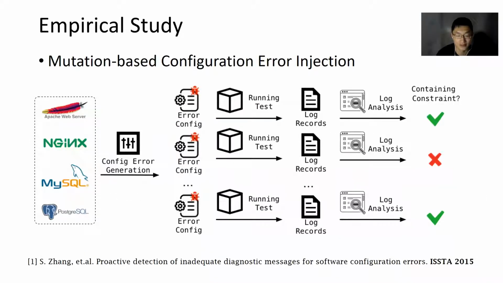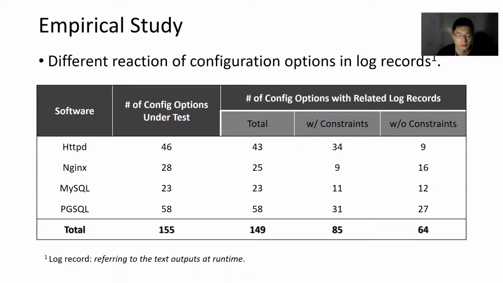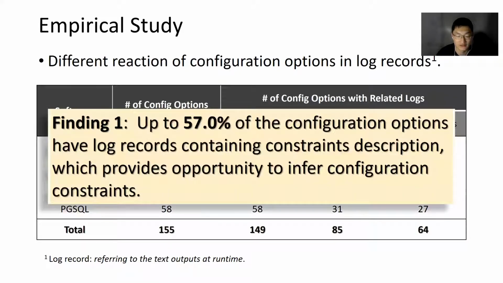To figure out the prevalence of configuration constraints in logs, we carried out an empirical study on 4 popular open source software systems. We generate configuration errors to inject into the software and run official test cases. Next, we analyze the log records to figure out whether there is any configuration constraint. The data is shown in the table. We found that 57% of configuration options have constraint descriptions in the log record. Based on the data, we saw that we could infer configuration constraints from logs.